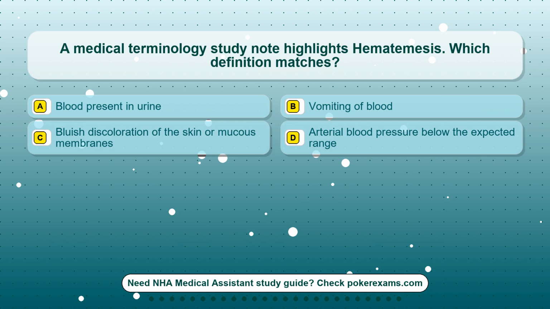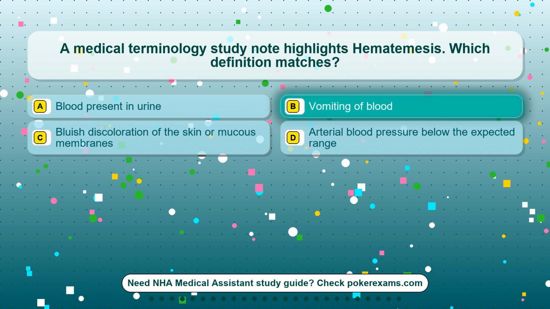Question 5. A medical terminology study note highlights hematemesis. Which definition matches? Option A. Blood present in urine. Option B. Vomiting of blood. Option C. Bluish discoloration of the skin or mucous membranes. Option D. Arterial blood pressure below the expected range.